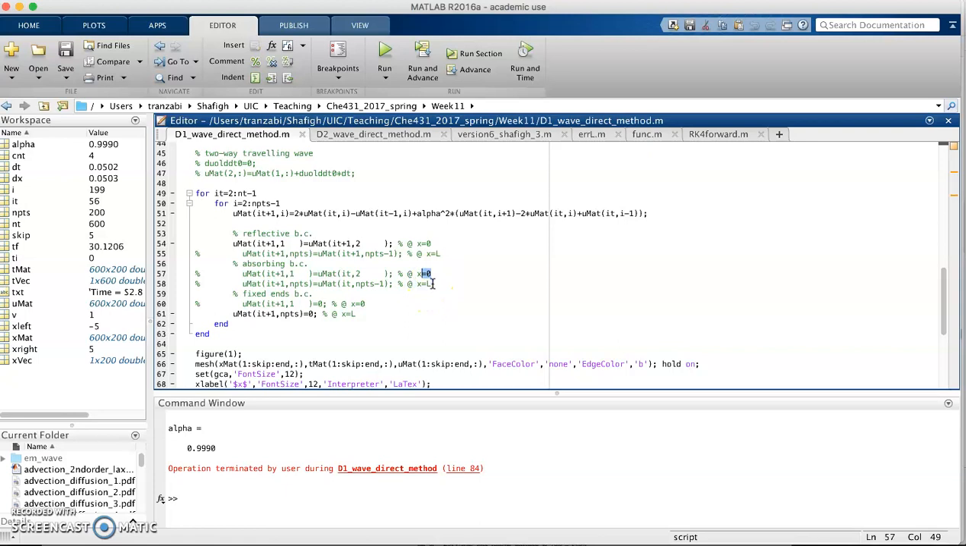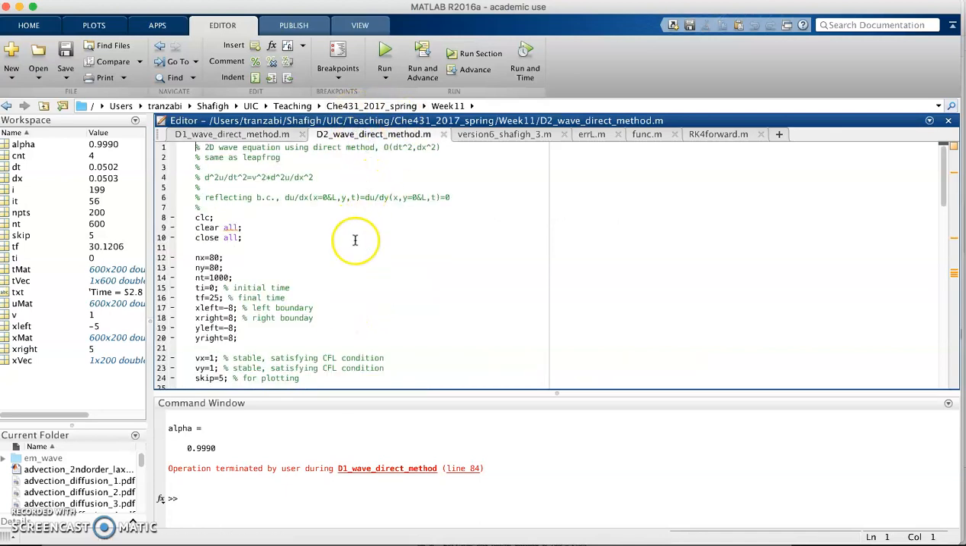If we want to apply that at x equal L, then everything at the next to the last point in x is going to be assigned to the last point in x at the next time point. So watch for the time index and the change in the x index. Alright, so let's move on to the 2D waves.